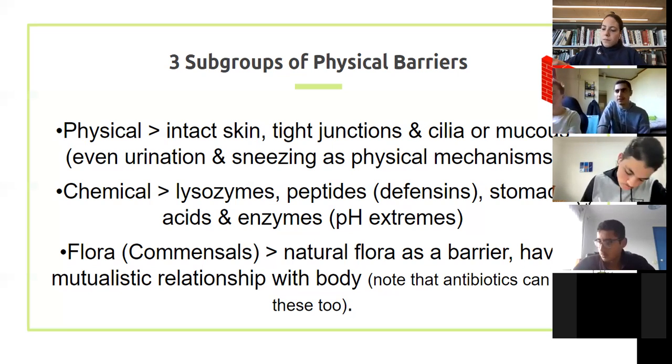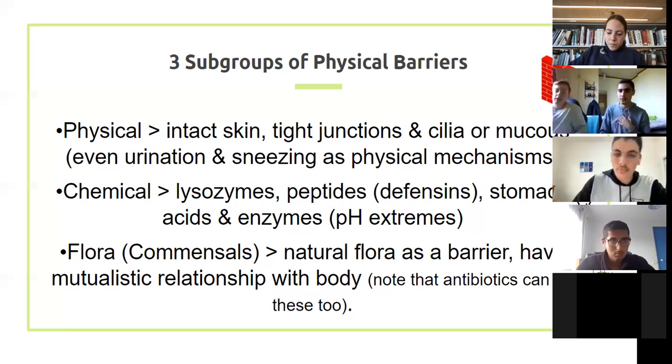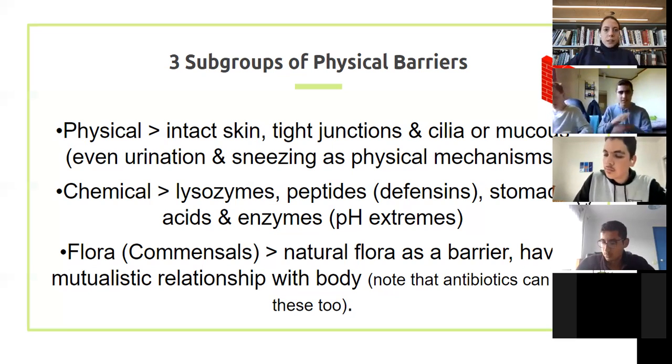You don't think about it, but we have a lot of natural bacteria inside us, especially in our open areas, like our anal canal. It's just lined with bacteria, like the mouth and things like that. We call those normal flora because they're bacteria that can live alongside us. We have a mutualistic relationship with these bacteria. The issue becomes when we use antibiotics and things like that. They can also kill these bacteria.